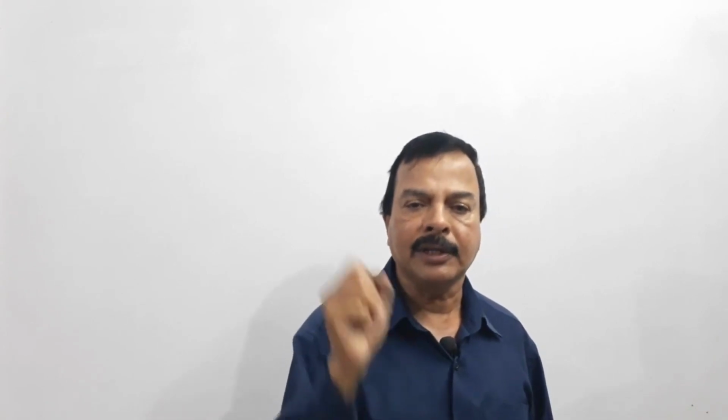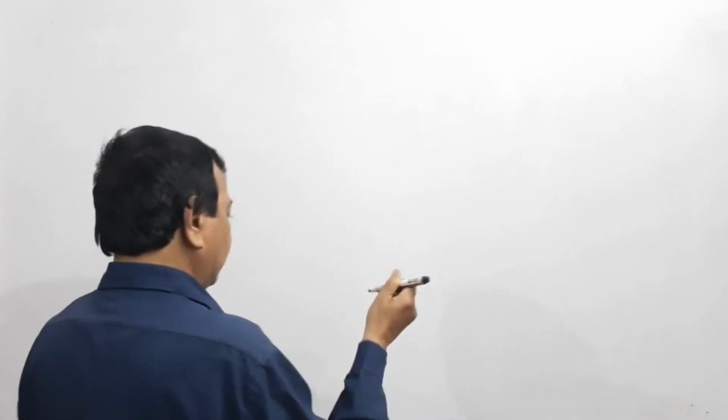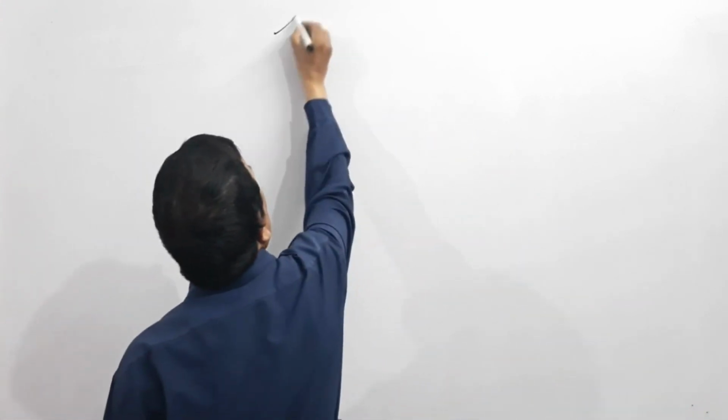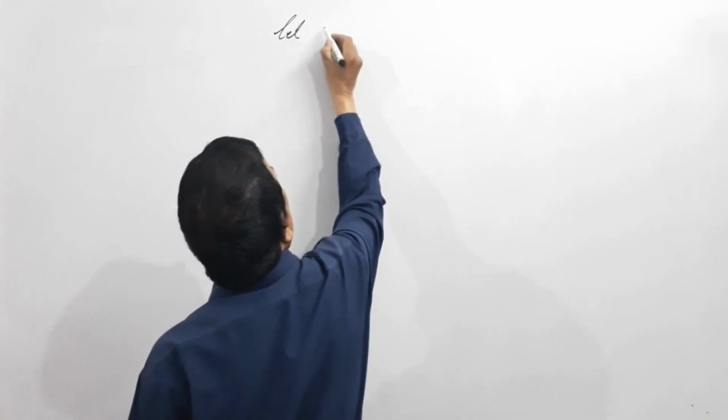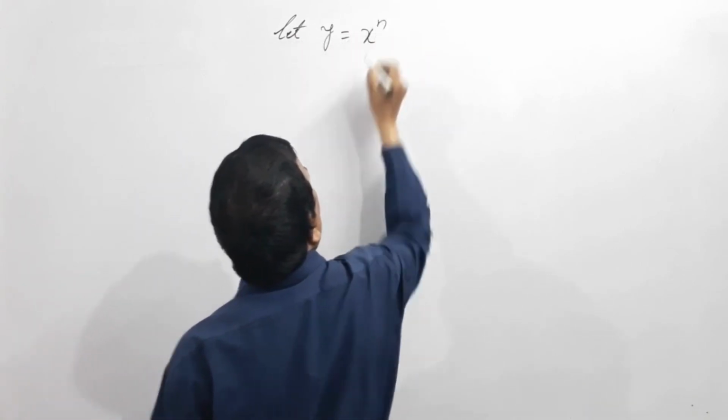So d by dx of x to the power of n equals n into x to the power of n minus 1. Let's see how we got this. This is important for us. Let's start from the proof, and later on I'll do some problems on differentiation of type d by dx of x to the power of n, which is very important for you. Let's start. So let y equals x to the power of n.